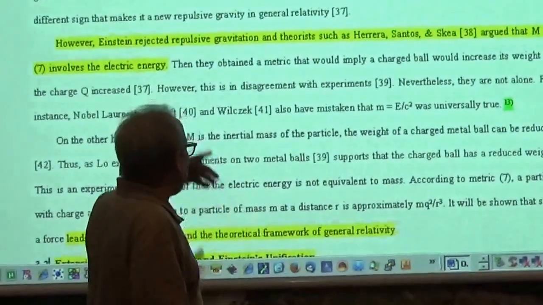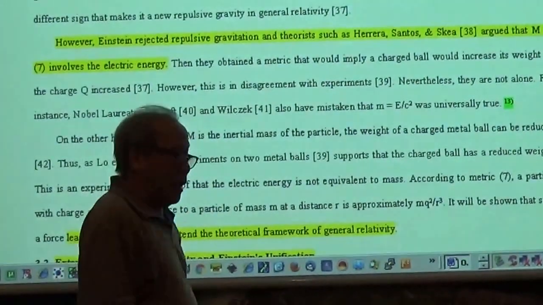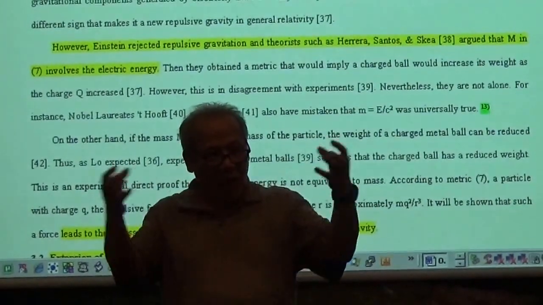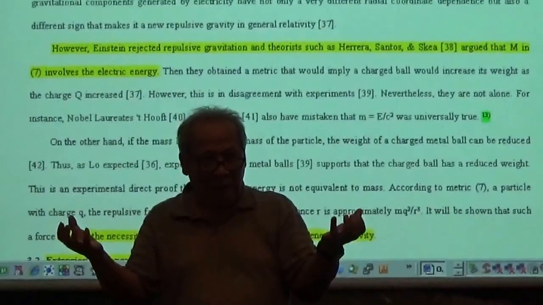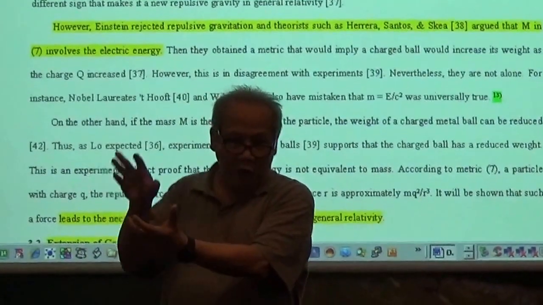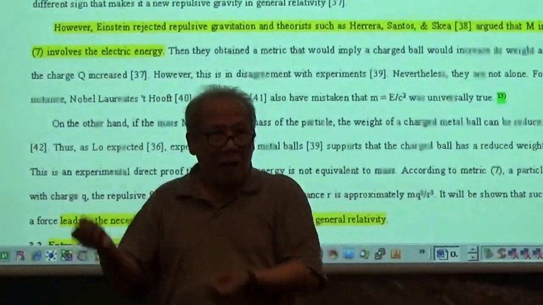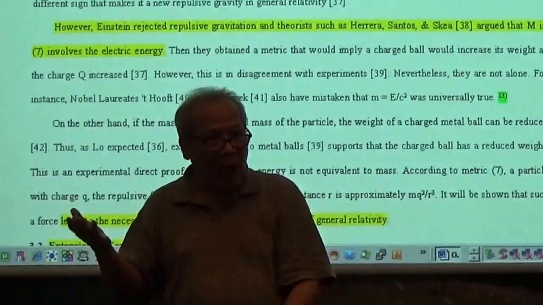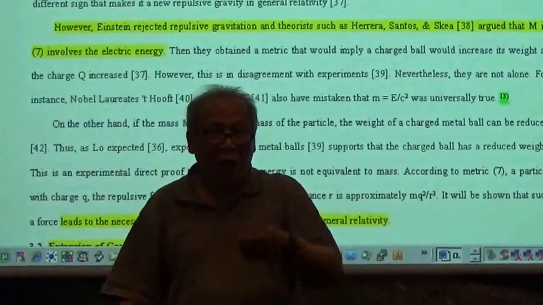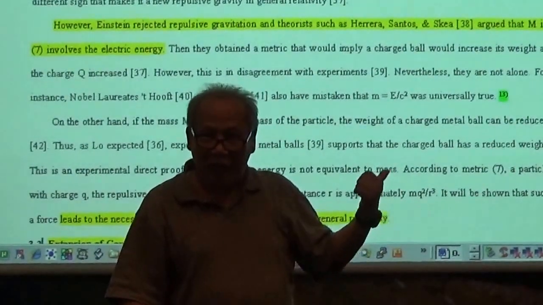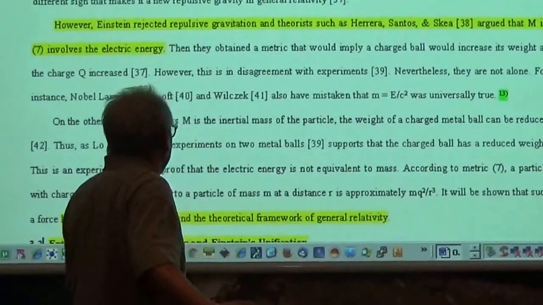But the problem is, the Russians did an experiment. They have two metal balls, exactly the same. And they charge one with electrons. What happened? The charged one becomes lighter. So in other words, there is repulsive gravitation. The experiment proved it. Okay?